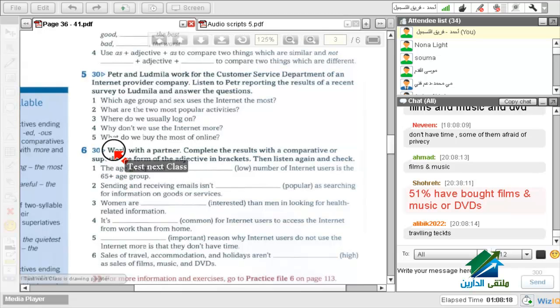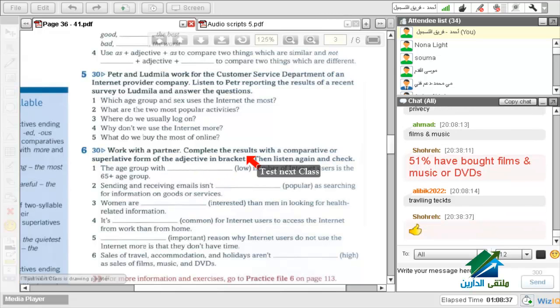after reading, exercise number 6. Work with a partner, complete the results with a comparative or superlative form. Here you need to practice on the superlative and the comparative form when you do comparisons. So please, you do it by yourself. Complete the results with the comparative or superlative form of the adjectives in brackets. Then listen again and check your answers.